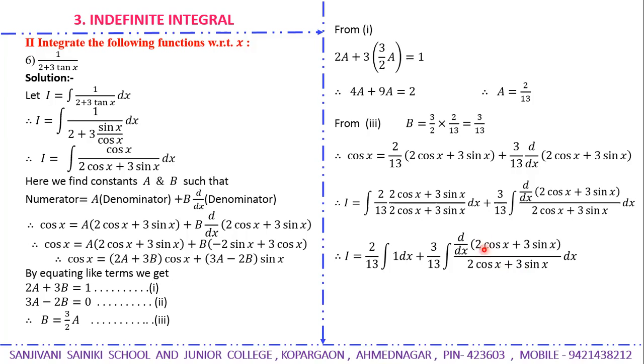So here I am going to use f dash of x upon f of x. You can use substitution: 2 cos x plus 3 sin x is equal to t. So the numerator and this dx will be replaced by dt. So 2 upon 13 x plus 3 upon 13 times log of modulus of 2 cos x plus 3 sin x plus c is the integral of the given function.